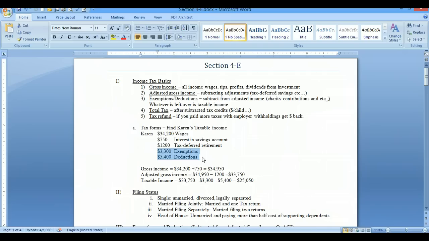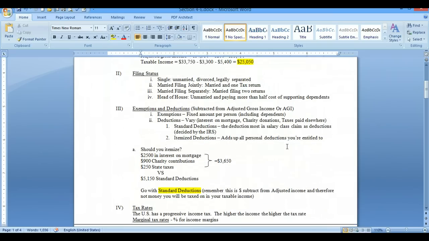To find her taxable income, we then go ahead and subtract all of her exemptions and deductions. So we take the $33,750 and subtract $3,300 and $5,400 to get her taxable income of $25,050, and let's highlight that as the answer.